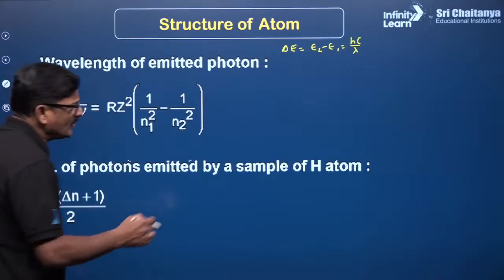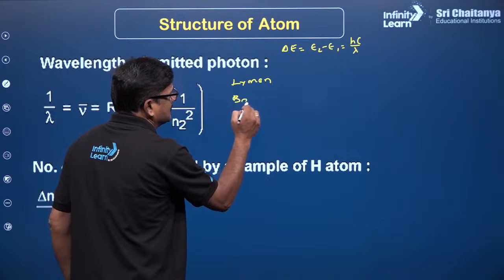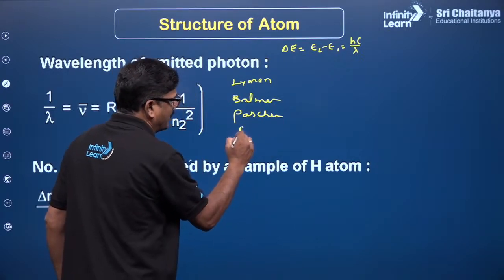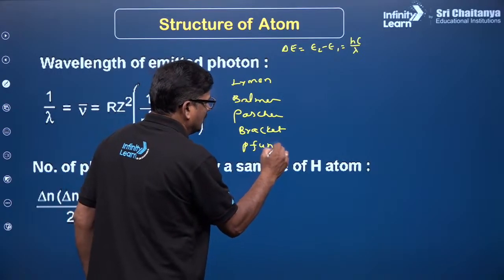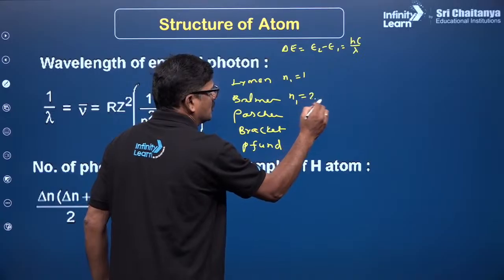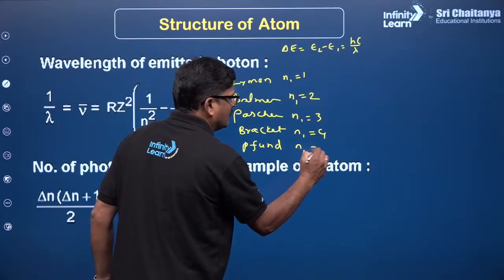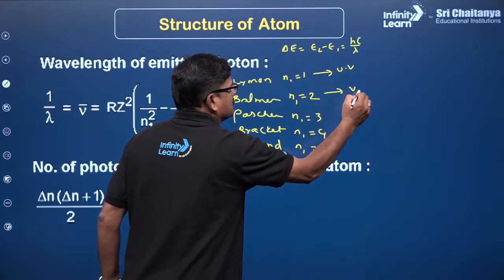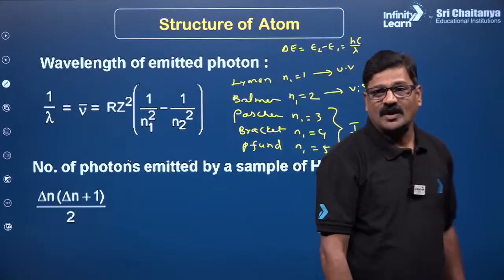Here we have the Lyman series, Balmer series, Paschen series, Brackett series and Pfund series. In these cases, n1 value is equal to 1, 2, 3, 4 and 5 respectively. The Lyman series is in the UV region, the Balmer series is in the visible region, and the rest are all in the infrared region.